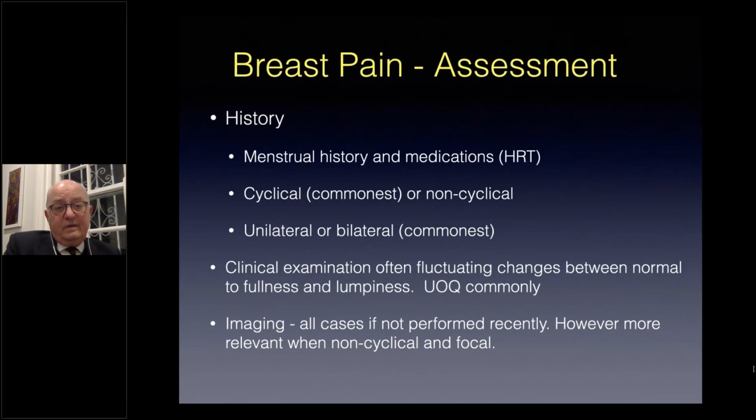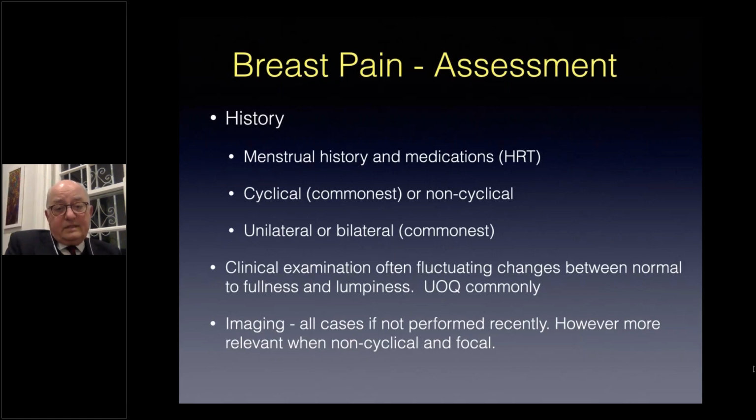The next thing we need to know is whether or not it's cyclical or non-cyclical. And we tend to separate breast pain into these groups. Cyclical is the most common form of mastalgia that we see, and it really is associated with the menstrual cycle. It develops a few days before the cycle, then settles, then recurs. Non-cyclical breast pain is more likely to be associated with local pathology. We also ask if it's unilateral or bilateral, because bilateral is the most common, and once again that goes with the menstrual cycle and is cyclical.